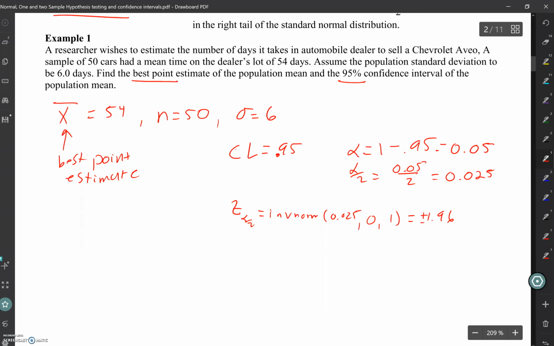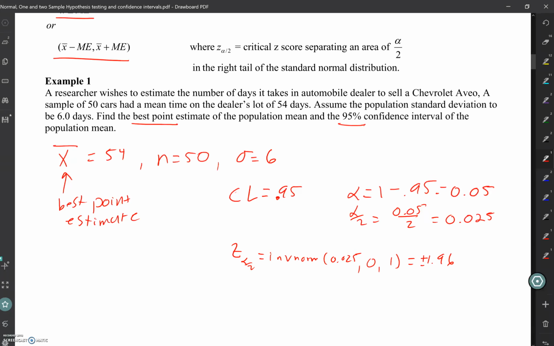All right. Then I want to build my interval, so let's see if I can get some pieces in here. To build my interval, that means I need the margin of error, which was my z-score, so 1.96, times the given standard deviation, which is 6, divided by the square root of n. So 6 divided by the square root of 50. And let's see what we get for that.